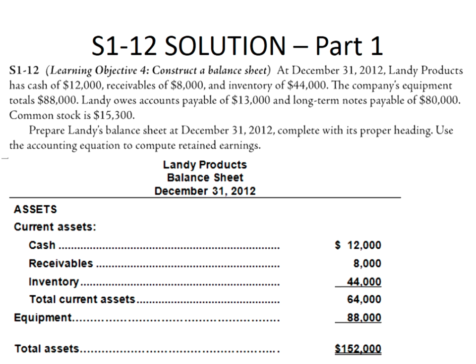Okay, so we get total assets. Here's a good case where we are adding cash plus receivables plus inventory. So we're adding the 12, the 8, the 44 to get 64,000 of total current assets. Then we have equipment, which is 88,000. So we have another single underline. So we add the 64 and the 88, and we get total assets of 152,000.